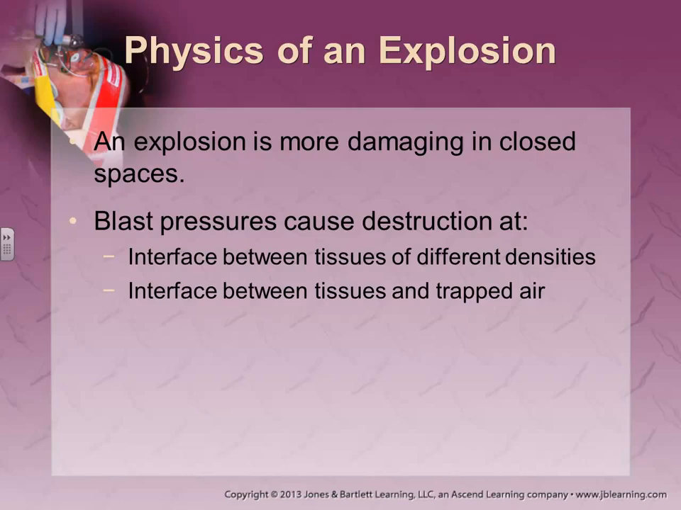The pressure causes destruction at the interface between tissues of different densities and the interface between tissues and trapped air. Now, when we talk about the tissues, how are the different organs or the different tissues in the body going to react to a blast type injury? Well, your fat's going to absorb more than your muscle is. All right, so your fat would absorb more, your muscle would transfer it more. What about your hollow versus your solid organs?